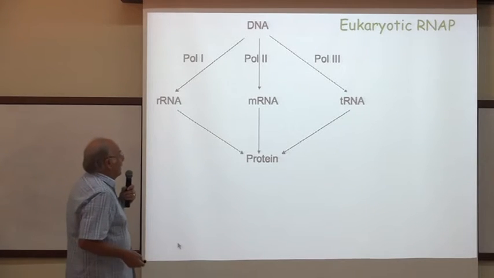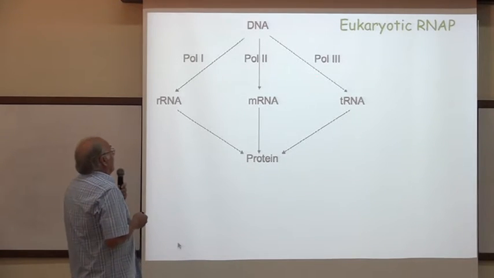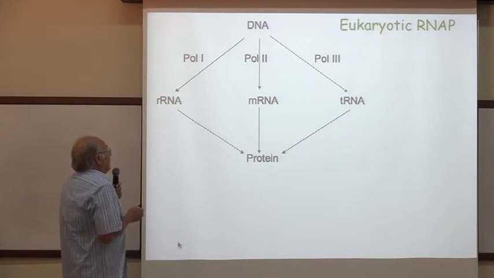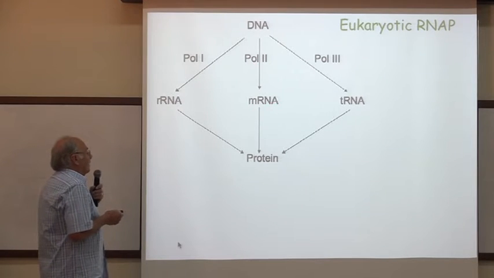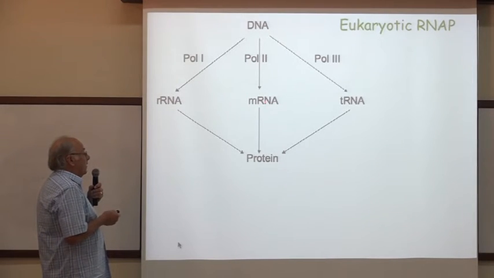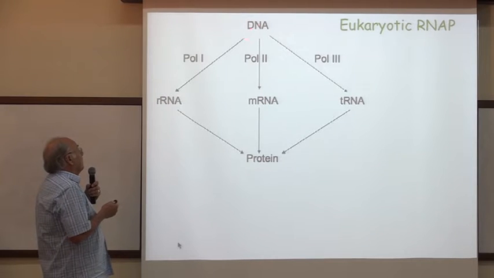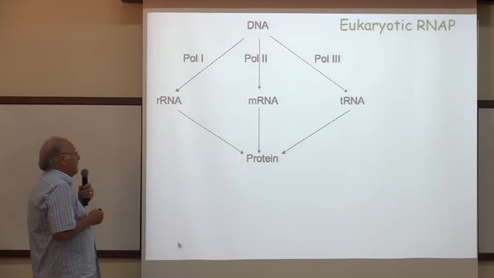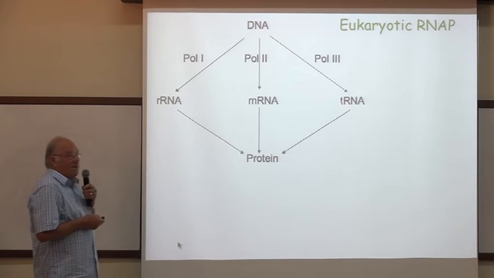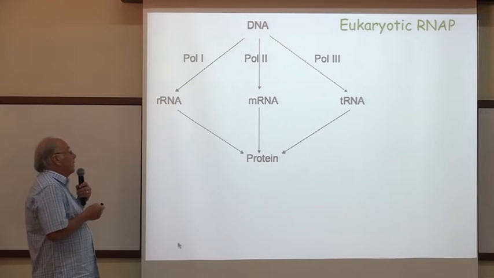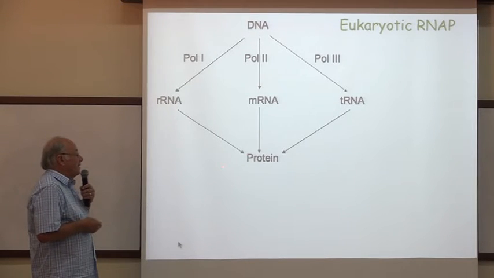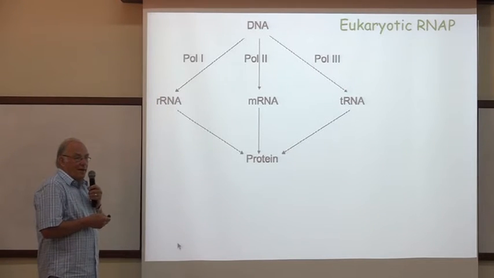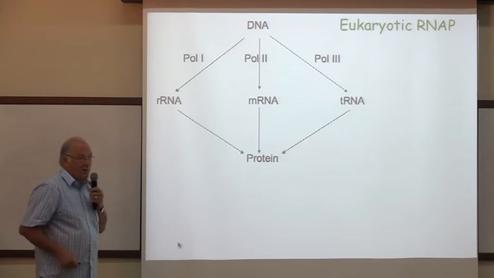In the eukaryotic world, there are 3 RNA polymerases, Pol 1, Pol 2, and Pol 3. Pol 2 is the one that's dealing with producing the messenger RNA. But Pol 1 is transcribing ribosomal RNA, and Pol 3 is transcribing tRNAs. So all 3, of course, are needed to make the protein finally, because we need ribosomal RNA and tRNA and messenger RNA to make the protein.